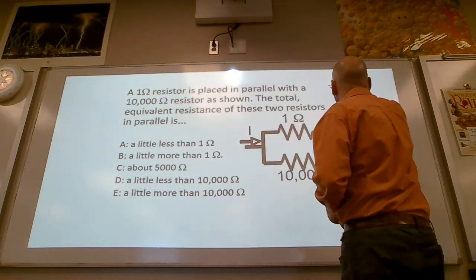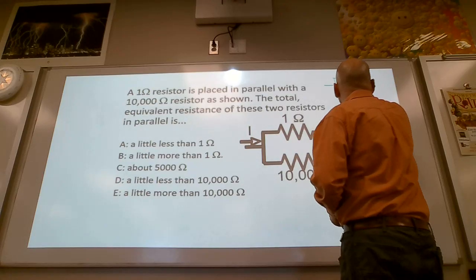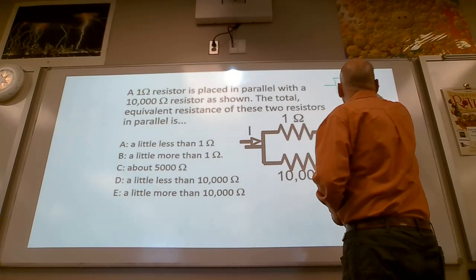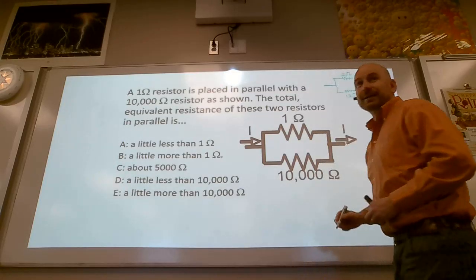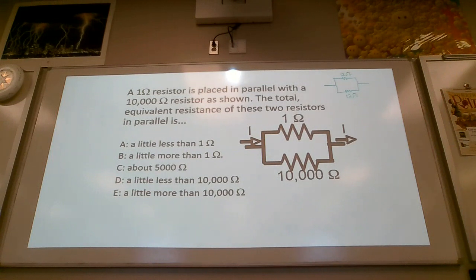If you have 12 ohms and 12 ohms, they're identical. This only works if they're identical. It's going to be half. The equivalent resistance is going to be 6. Okay, 1 over 12 plus 1 over 12 is 2 over 12, 1 over 6, 6. Good?